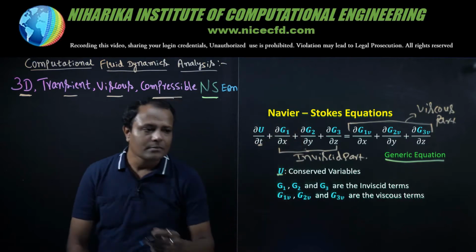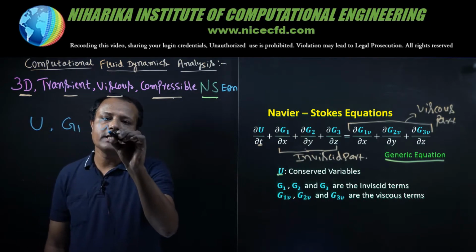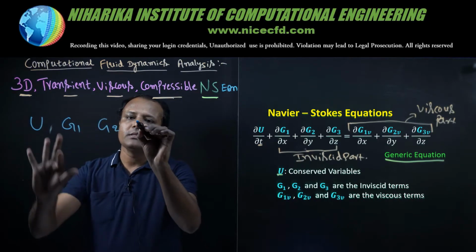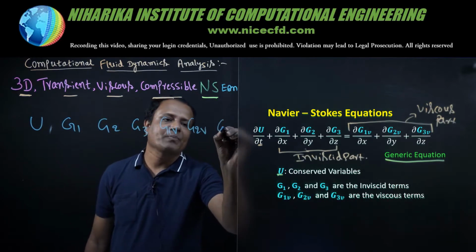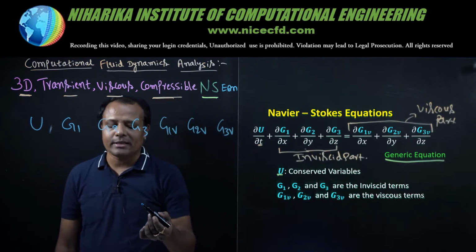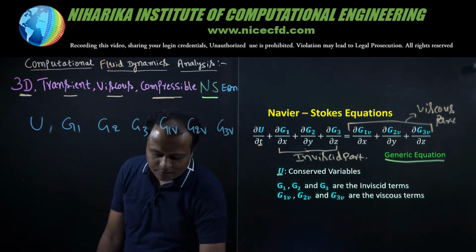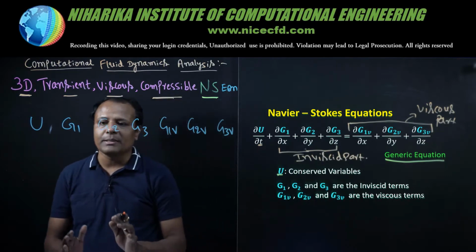Now, U, G1, G2, G3, G1V, G2V, G3V, I have put in a slightly highlighted bright color. There is a reason for that. It is for the purpose of making the understanding simple.